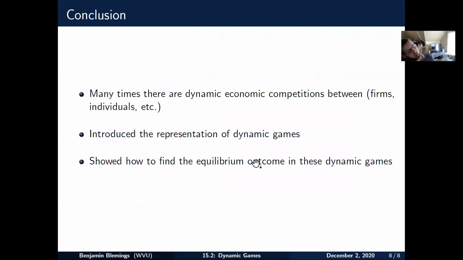But anyway, as Lil Wayne would say, talk is still cheap. So many times there are dynamic economic competitions between firms, individuals, lots of people. And so what we did here today was we introduced the representation of these dynamic games and showed you how to find the equilibrium using the subgame perfect Nash equilibrium and the rollback strategy. And so that's all I got.